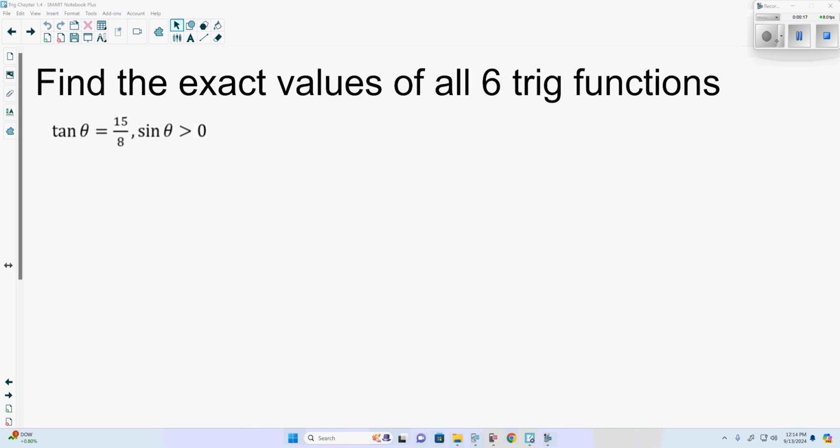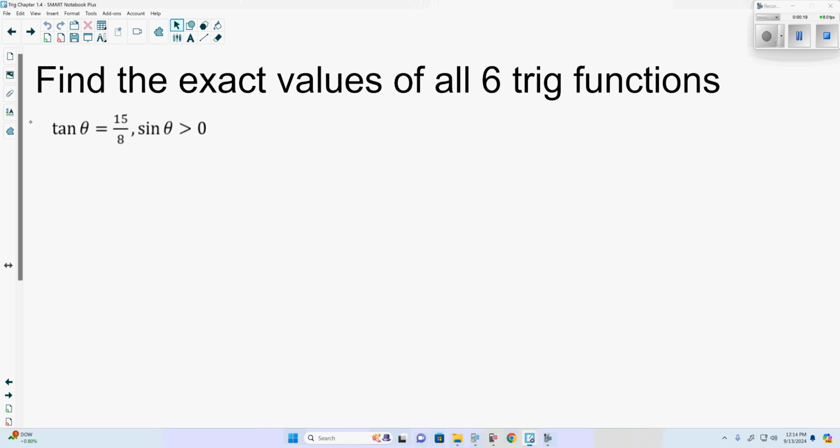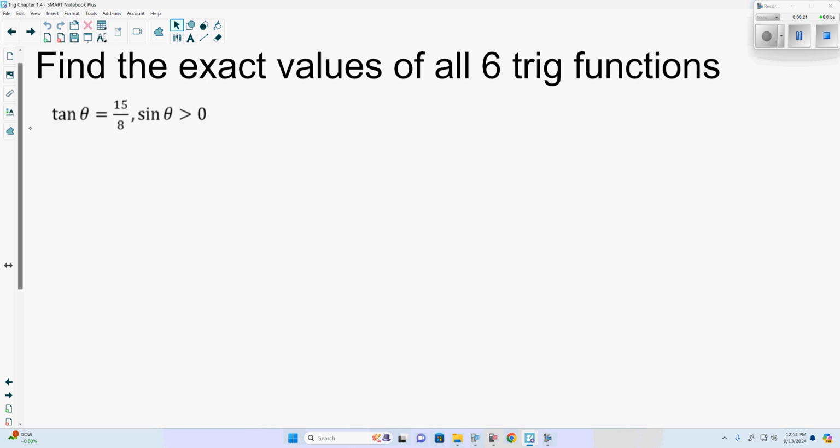Yep. Now these here, it wants us to find all 6 trigonometric functions. Really 5, because it gave us 1. It told us the value of tangent. The tangent of this angle is equal to 15/8. Now with most of these, if you're not sure how to solve them, make a triangle.